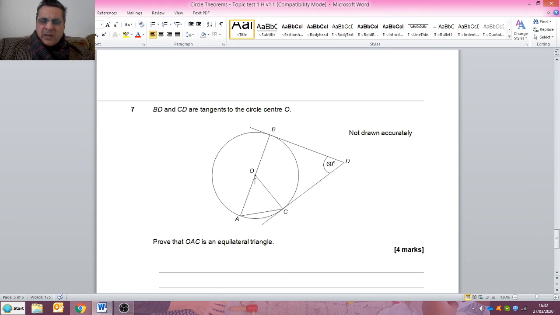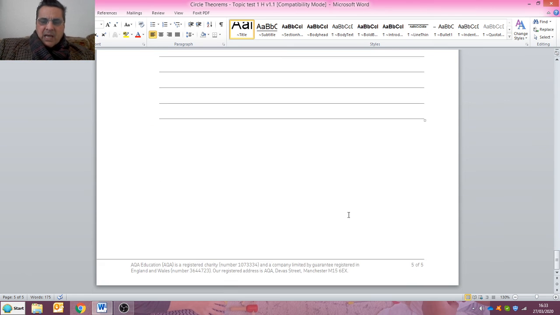But wait a minute. This triangle is also isosceles in as far as these two radii come from the centre of the circumference. So if that's 60, then we're left with 120 degrees to share out amongst angle OAC and OCA. So 120 divided by 2 is 60. Oh, all the angles are 60 degrees. So you write down AOC equals 60, OAC equals 60, BCA equals 60, and you get your 4 marks. And I think I've done it.